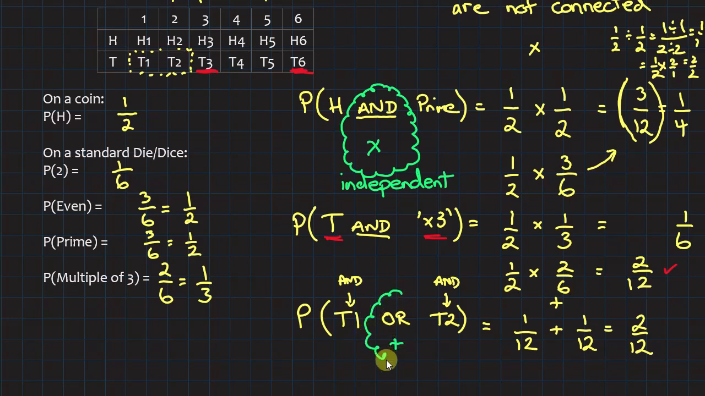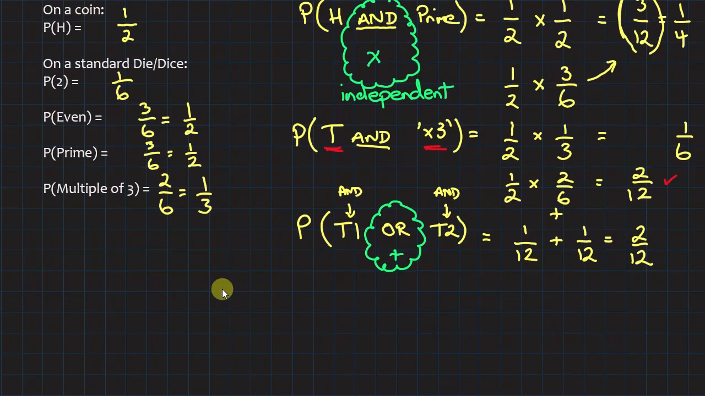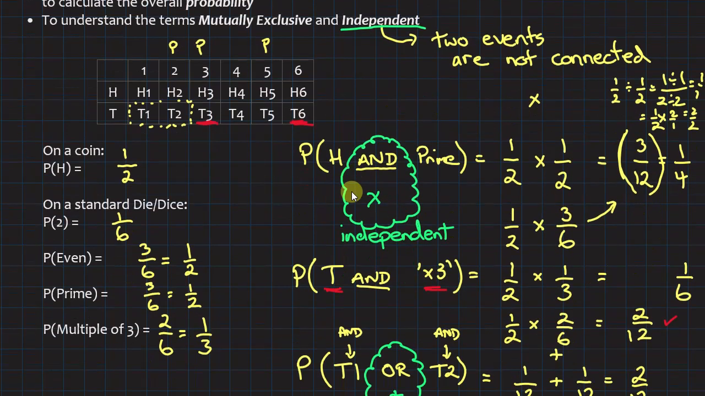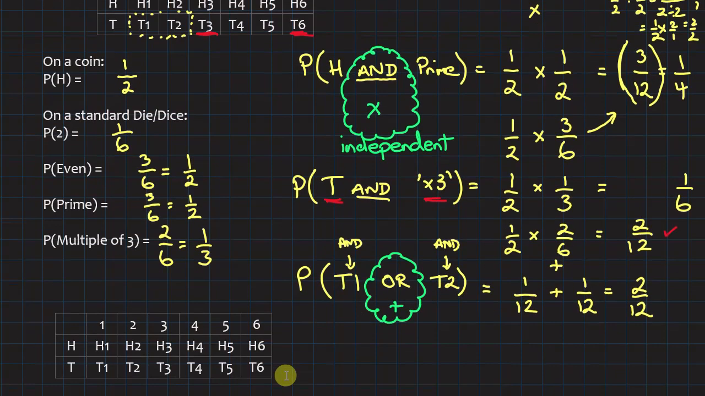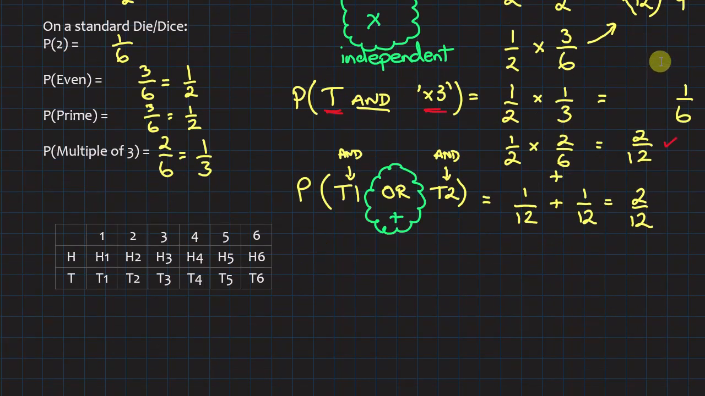But there's a problem. What if I was to ask something which goes across one row and one column? And this is where the idea of mutually exclusive comes in. So we're now going to talk about mutually exclusive events. The situation we're going to look at is I'm going to give you a probability of there being a 1 or the probability of a head.